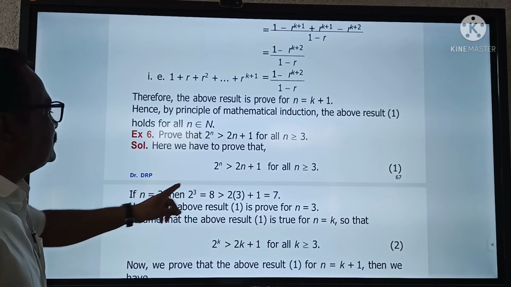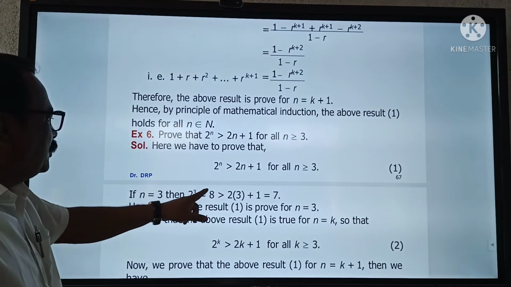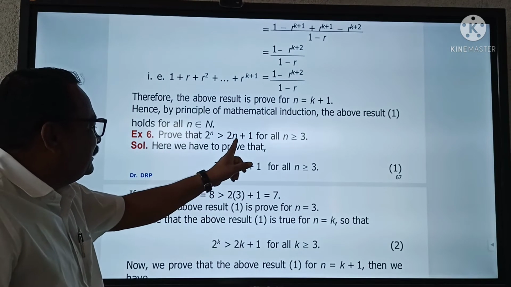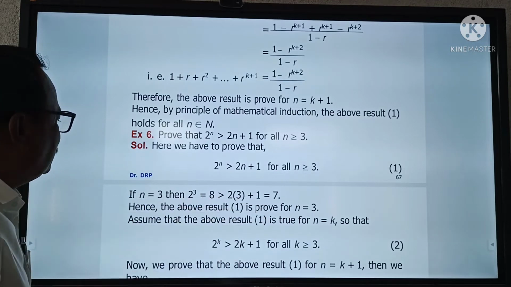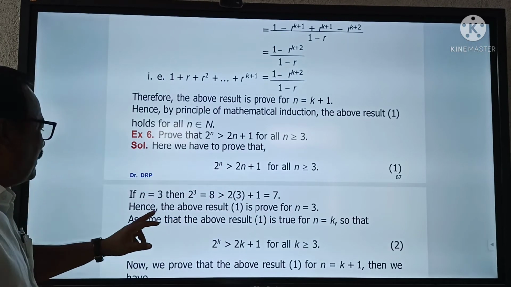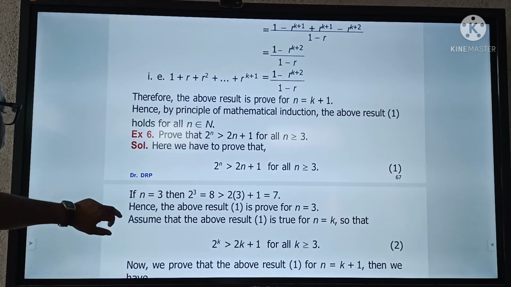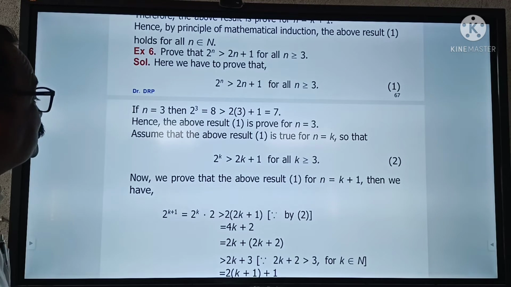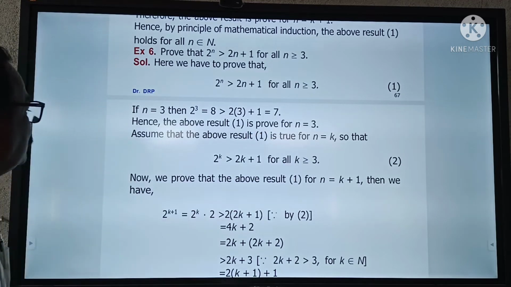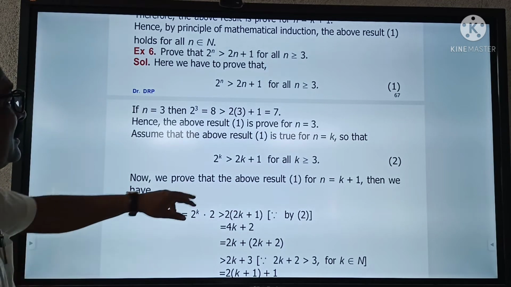So we have to take first n is equal to 3. So we get 2 cube means 8, and 2n plus 1 means we get 7. So clearly 8 is greater than 7. So the result is true for n is equal to 3. Hence, the above result is true for n is equal to 3. Assume that the result is true for n is k.